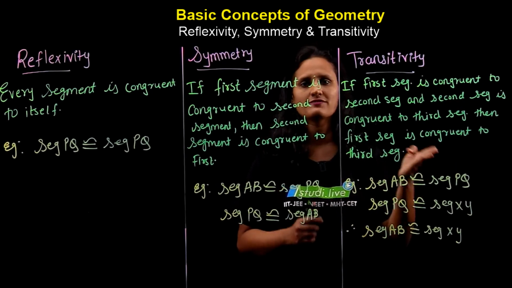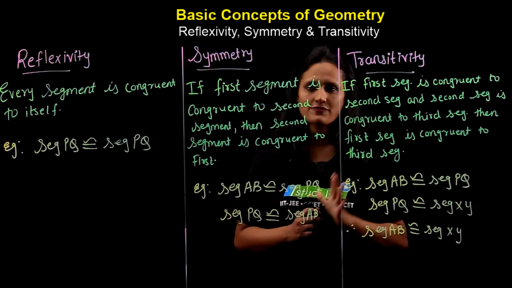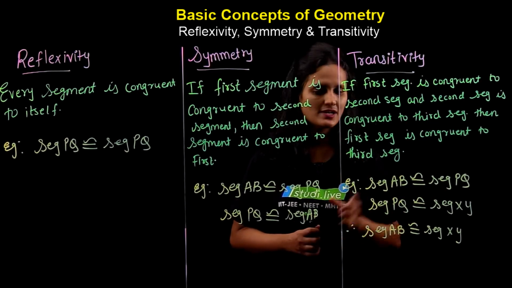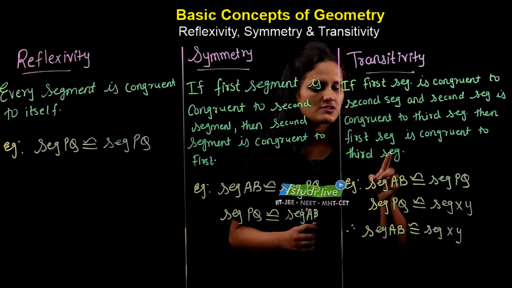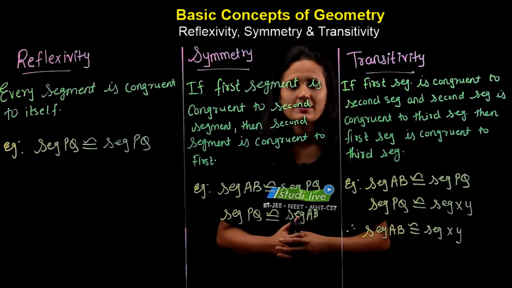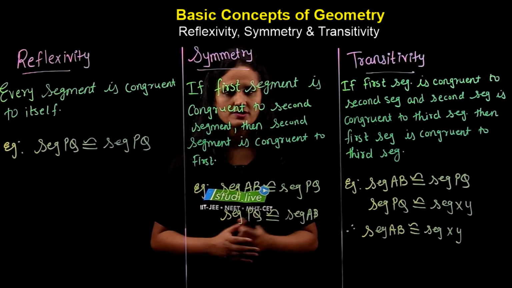AB and PQ have the same length, suppose 5 cm. So if AB and PQ have 5 cm, PQ and XY also have 5 cm. So AB and XY will be equal because both of them have 5 cm. So the first and third segment will be equal. So that is your transitivity. Okay. So here we are done with the three concepts which are very important, students.